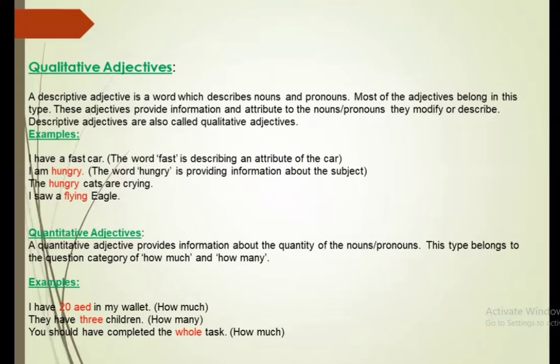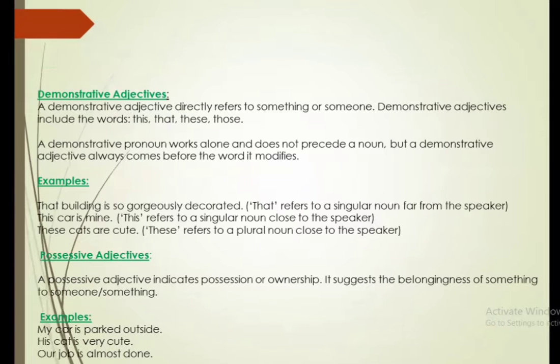They have 3 children. The word 3 answers the question how many children do they have. You should have completed the whole task. The word whole describes how much of the task was to be completed. Hopefully you get it.